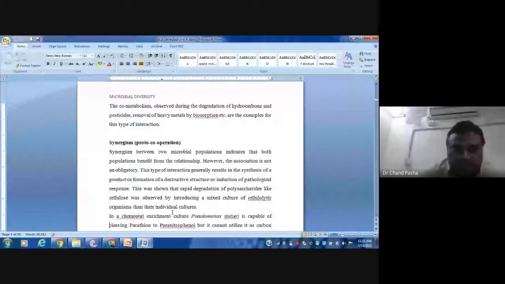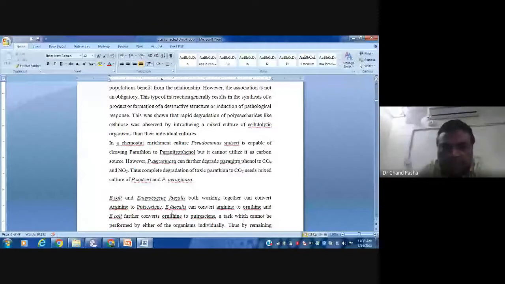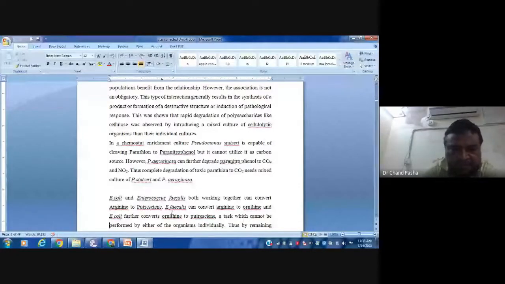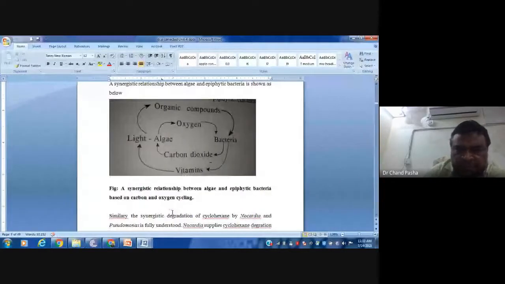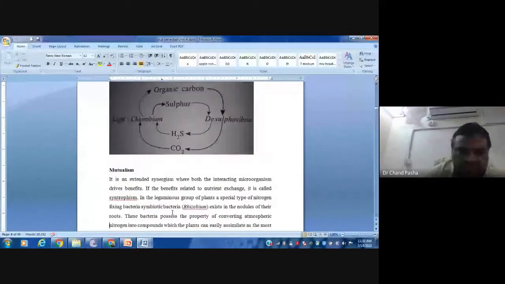Both are benefited here. Here Pseudomonas turgii, here it can cleave paranitrophenol, but cannot use it. Here, whatever the substrate, whatever it is being produced, that will be utilized by Pseudomonas aeruginosa. Okay. This is synergetic relations. This is mutualism. This is also beneficial. Both are getting benefited.